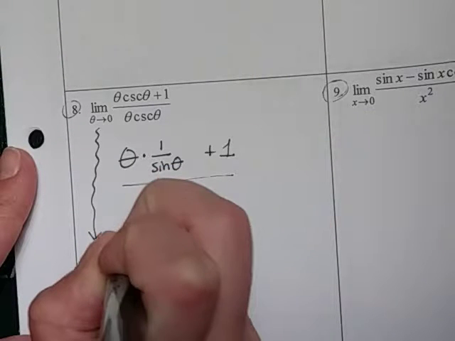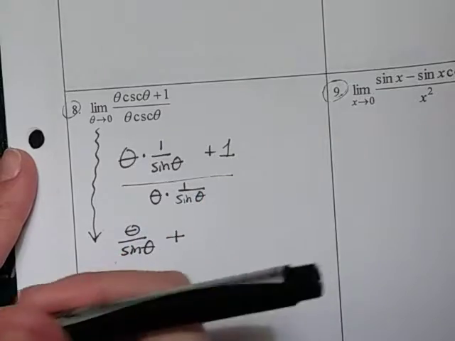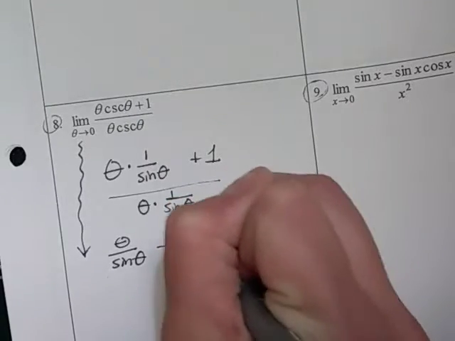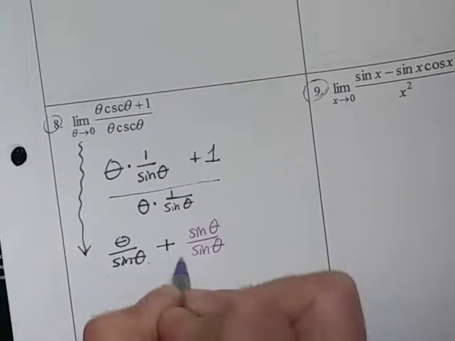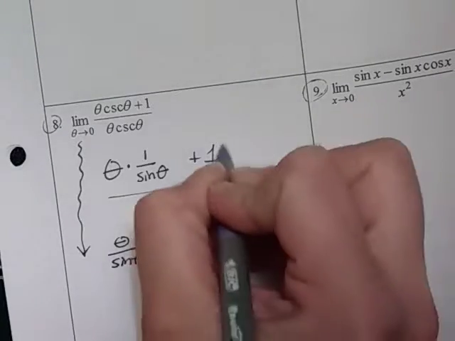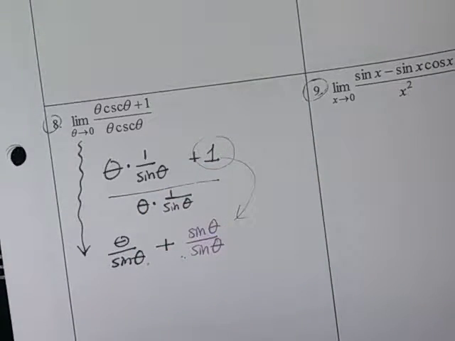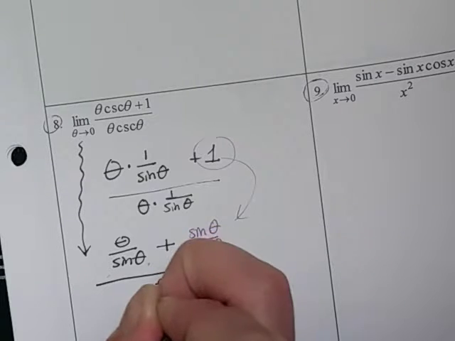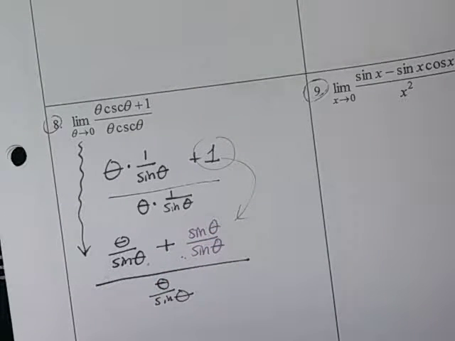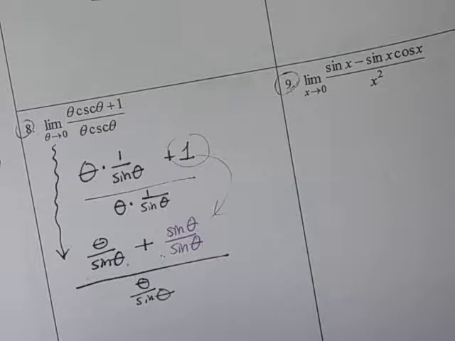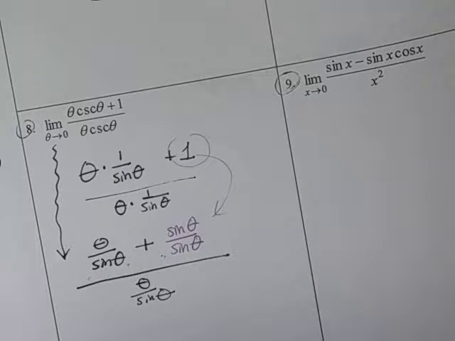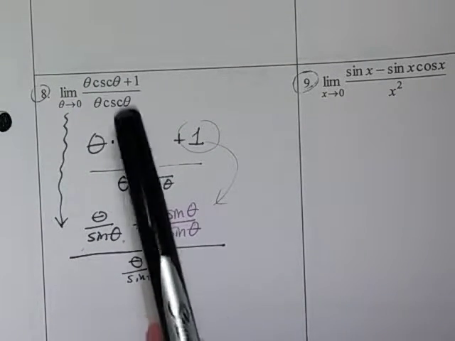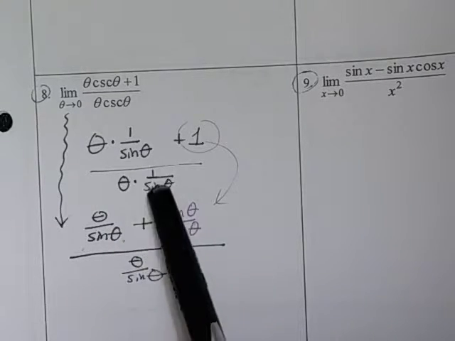This guy becomes theta over sine theta plus my 1 that I'm adding. I'm going to make it sine theta over sine theta, because now I have a common denominator there. So that's just the 1. And in my real overall denominator, I'm going to make this a single fraction, so I just have theta over sine theta. Now, I don't necessarily expect you guys to have known to do that, and that's why I'm showing you this. This is a tactic you can use in the future. So, getting cosecant into sines, making this one fraction.